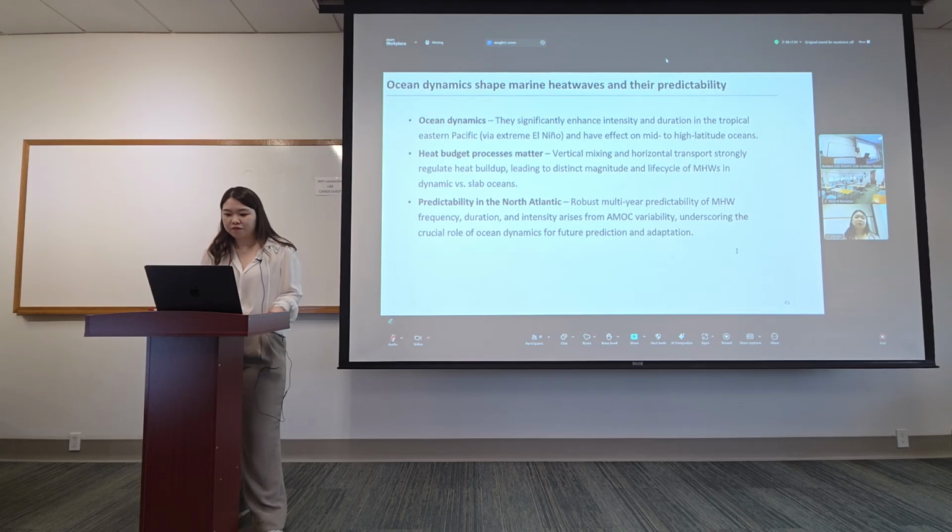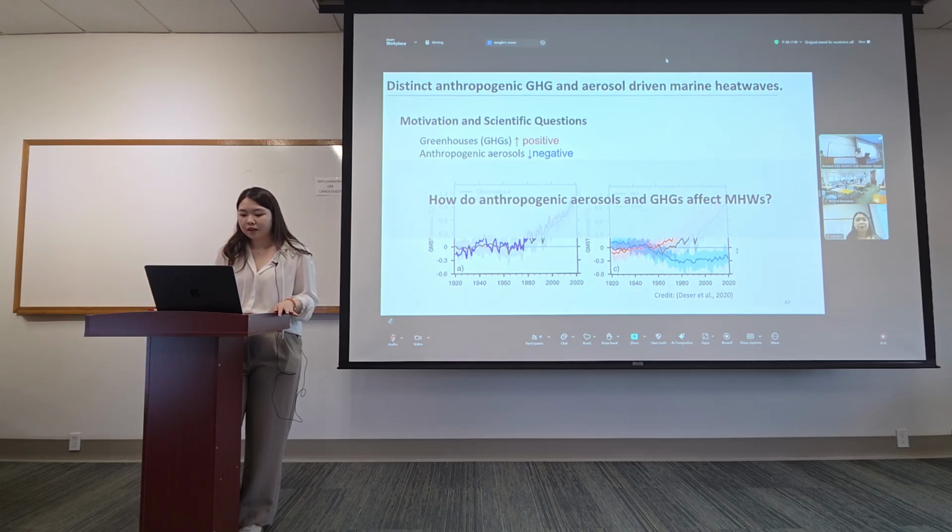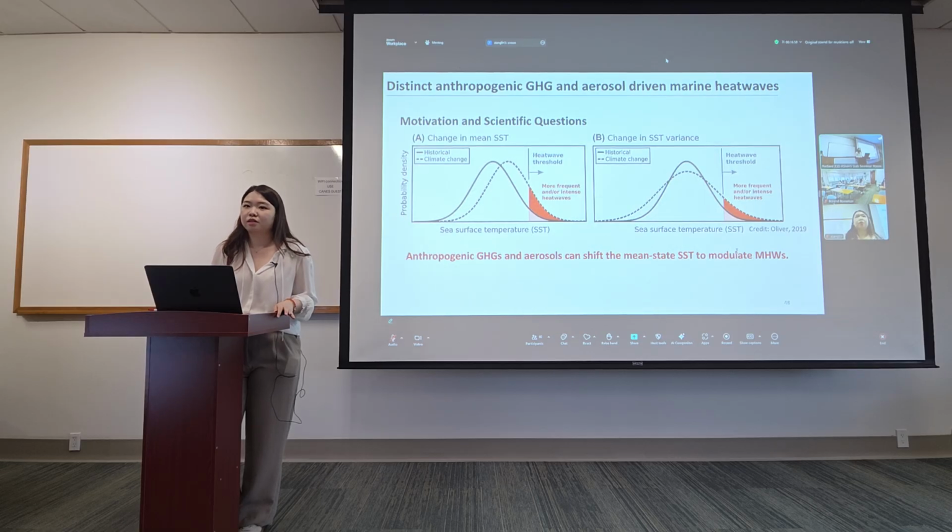And yeah, I think we still have some time, so I will introduce a little about the external forcing impact on global marine heat waves. We all know that greenhouse gas will warm the Earth's temperature and aerosols will offset the greenhouse gas warming. But how do these warming and cooling effects of external forcing affect marine heat waves? I think we can have some hypotheses in mind: greenhouse gas will make the mean state of SST warmer, and aerosol will cool the mean state of SST.